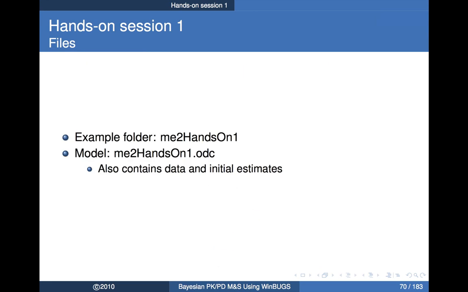Then let me direct you to where these are on what you have. There's an example folder that's called ME Hands-On 1. There's already a model in there. Actually, what I propose you do on this is don't start with the model itself.